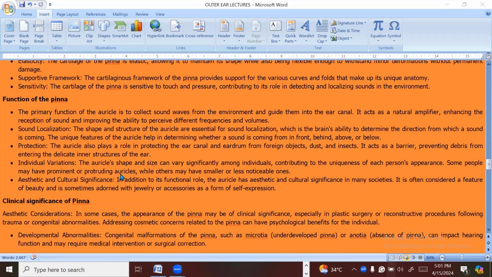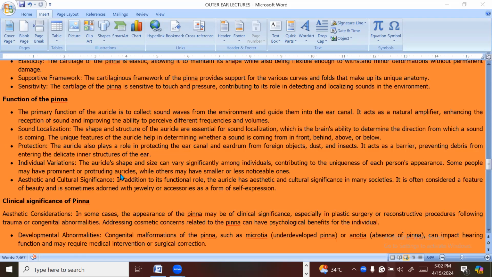Now let's look at the general functions of the pinna. The primary function of the pinna or the auricle is to collect sound waves from the environment and guide them into the ear canal. It acts as a natural amplifier, enhancing the reception of sound and improving the ability to perceive different frequencies and volume. So with the help of the pinna, we can say this sound is too loud, because it concentrates the wave into the ear canal.